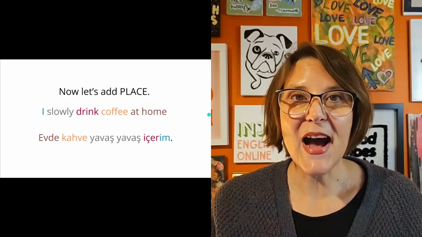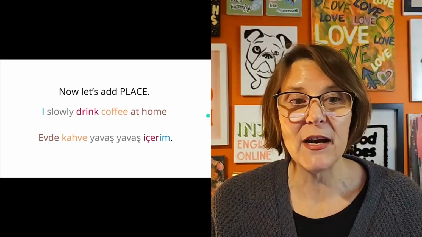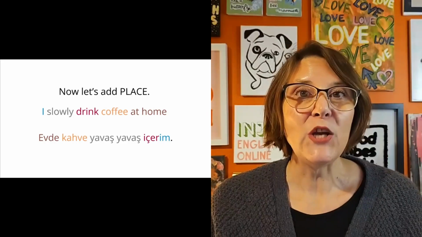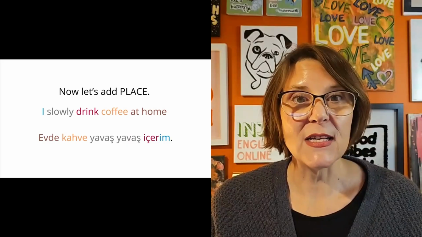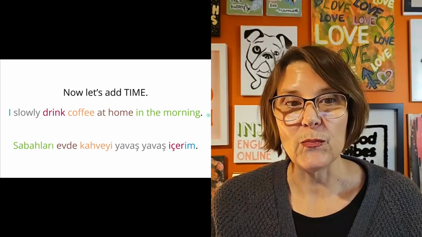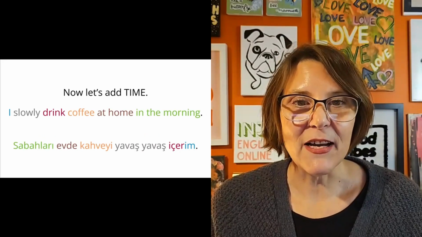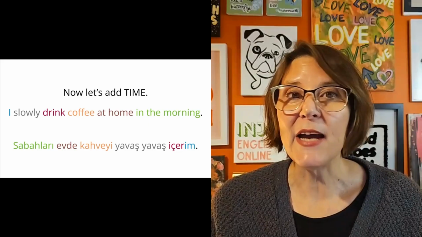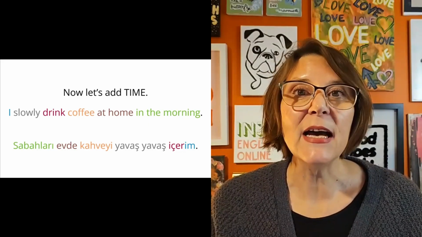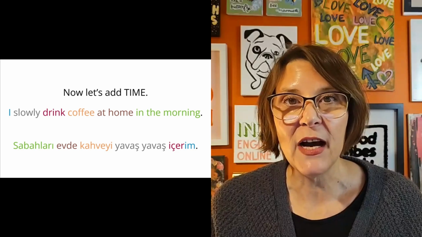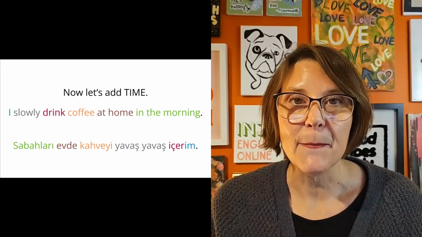So now we have more information in our sentence. We know how we drink it and where we drink it. We drink it slowly at home. Now let's add time. I slowly drink coffee at home in the morning. Sabahları evde kahveye yavaş yavaş içerim.